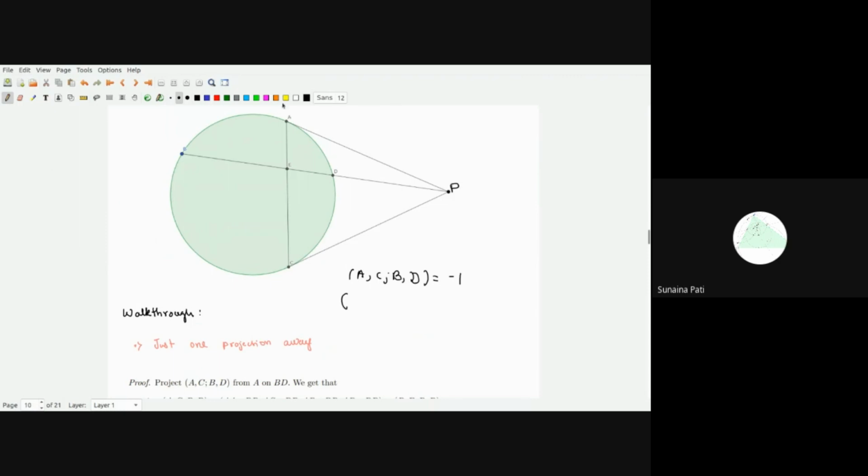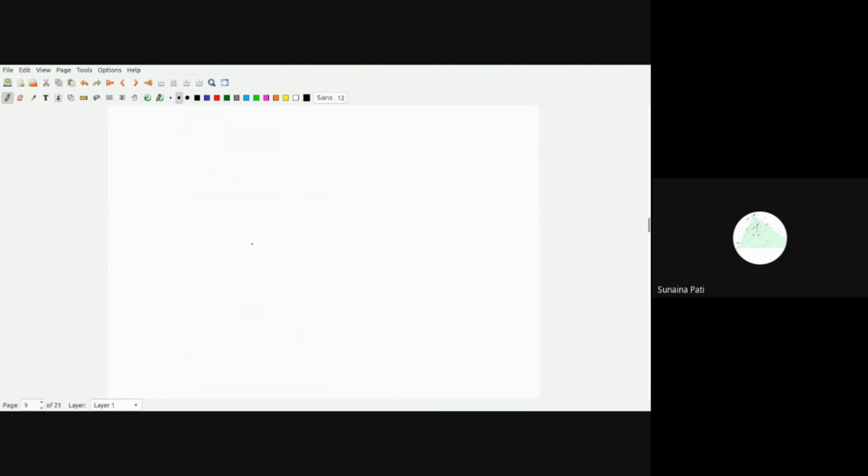A goes to AA cap BD, which is P. C goes to AE cap BD, which is E. B and D lie in the same position, and you're done. Nice proof. Pranav, do you have an extra magical proof for both problems?